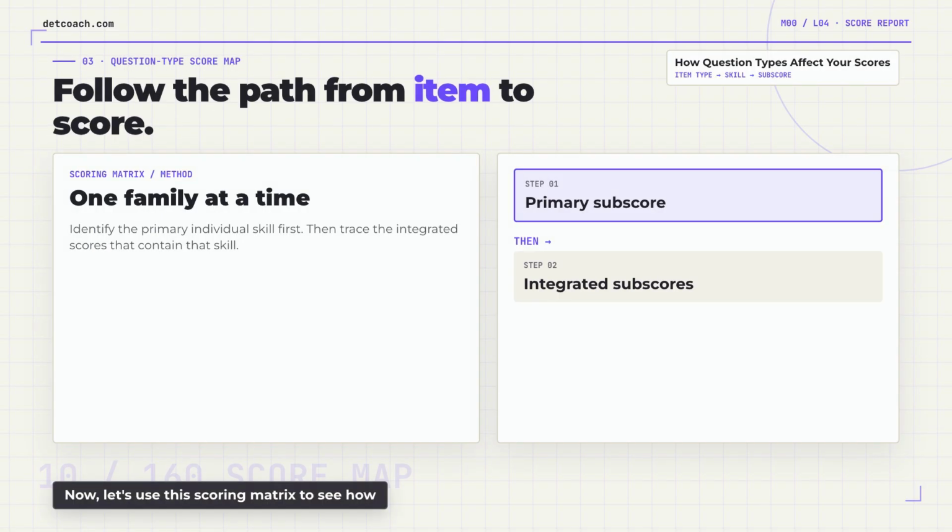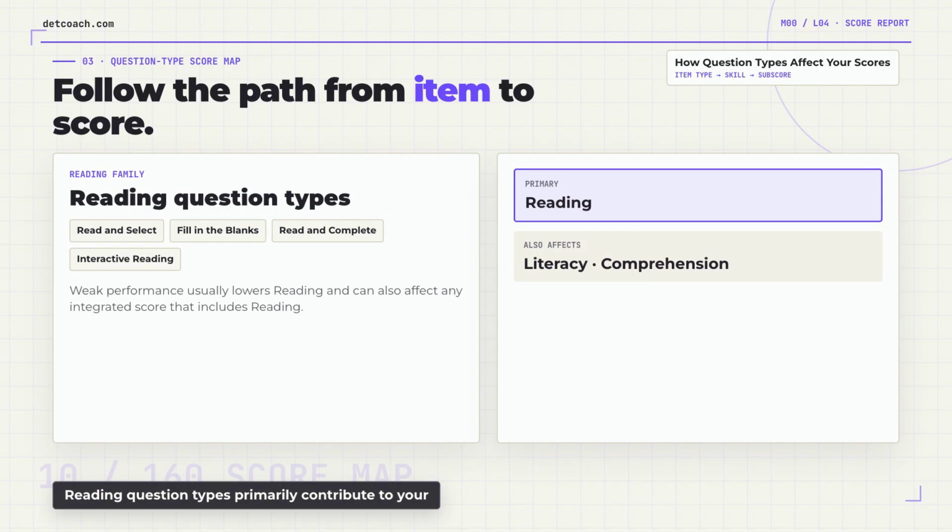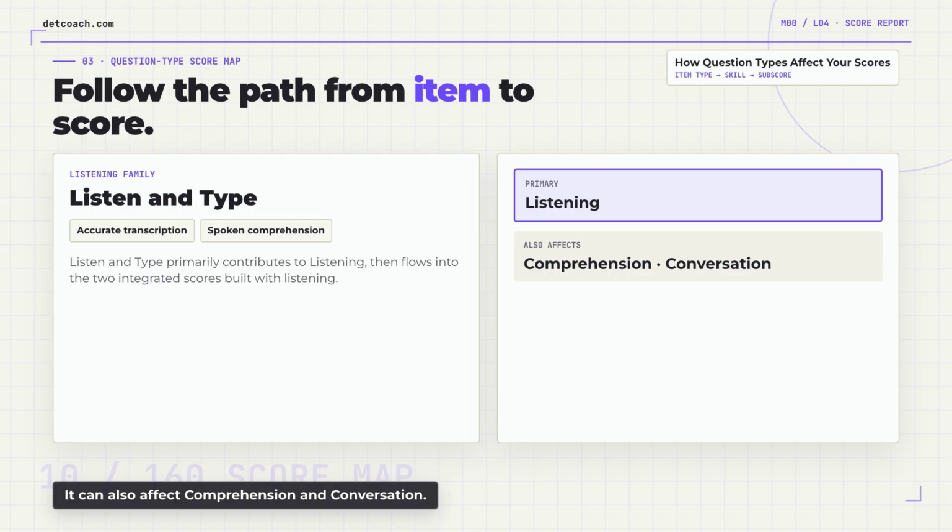Now, let's use this scoring matrix to see how each question type relates to your scores. Reading question types primarily contribute to your reading subscore. These include read and select, fill in the blanks, read and complete, and interactive reading. Weak performance on these questions will usually lower your reading score. It can also affect literacy and comprehension because both integrated subscores include reading. Among the listening questions, listen and type primarily contributes to your listening subscore. It can also affect comprehension and conversation.